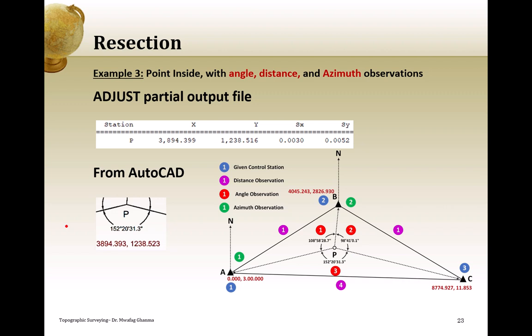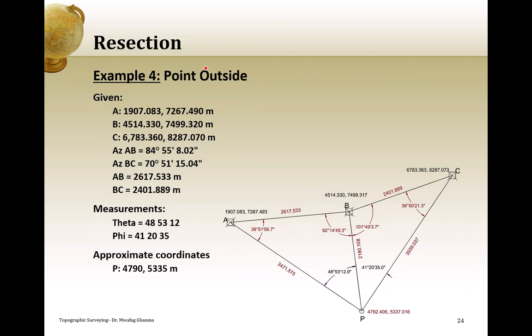Example 2, the control points plus, of course, example 1, the control points plus the angle measurements. Example number 2, the control points plus the angle and distance measurements. And example number 3, we have 3 types of observation, which are the distances, the angles, and the azimuth.